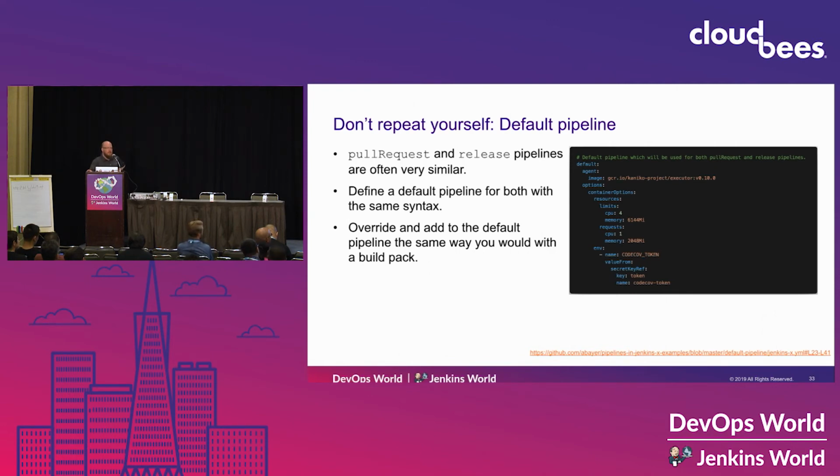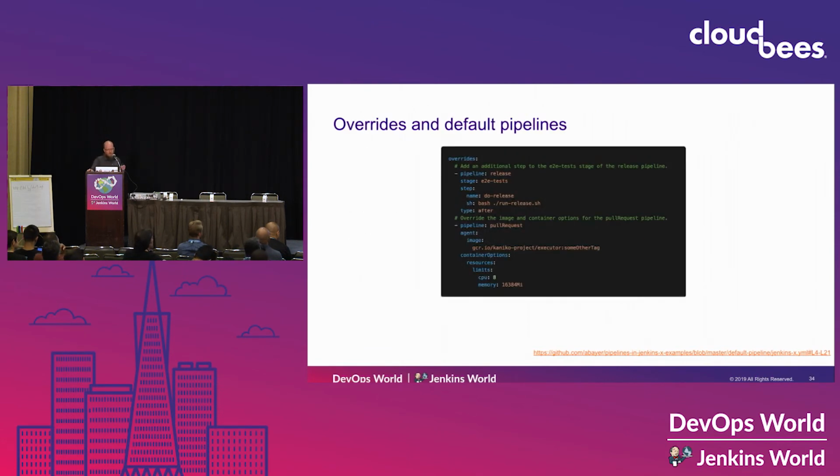It lives at the same level as pull request or release, except it's the default. If you don't have an explicitly specified pull request or release pipeline in your Jenkins X YAML, it'll use the default pipeline. And then you can do overrides the same way you can with build packs, so that you can say, all right, here's my release pipeline, here's my default pipeline. It's basically the same as my pull request pipeline. My release pipeline does a little more. And then you can actually specify how they differ the same way you would as if you were overriding from a build pack. So it's just the same syntax.